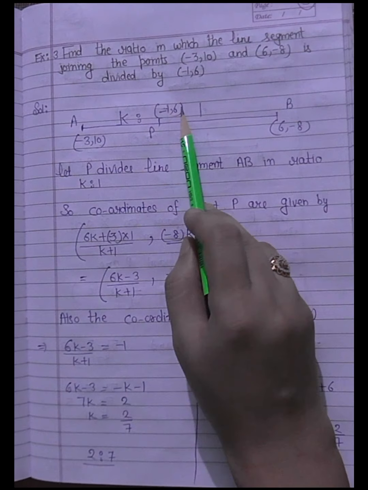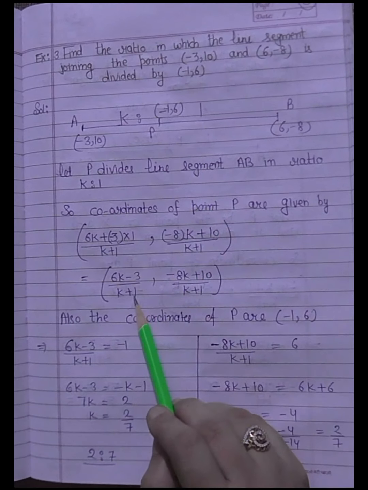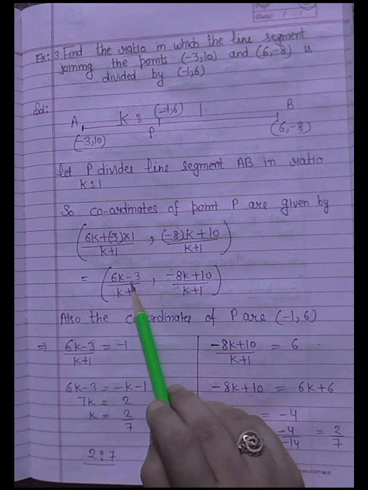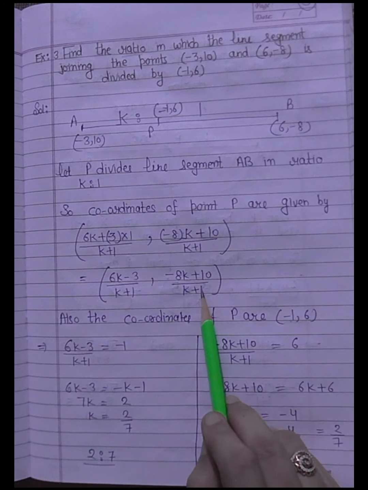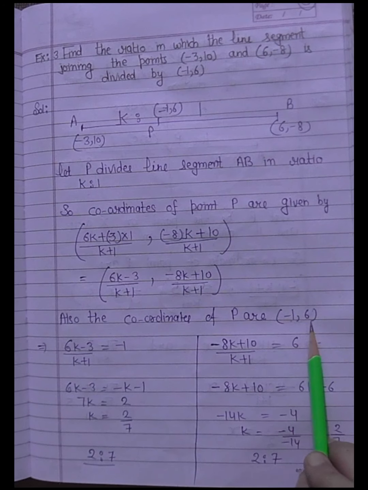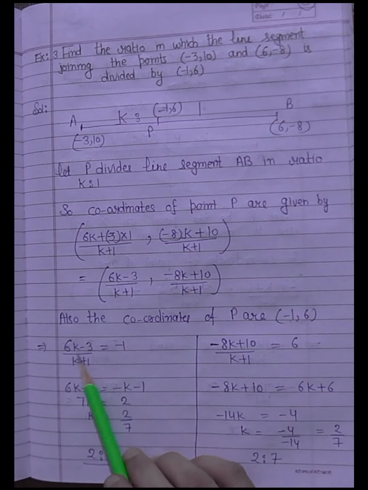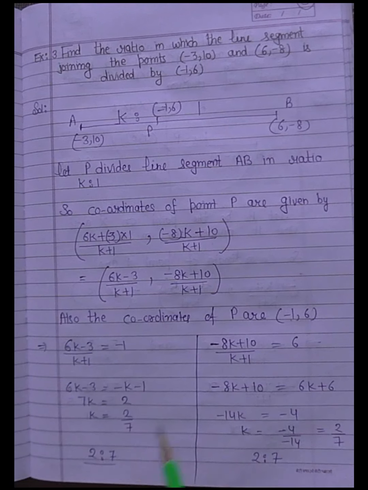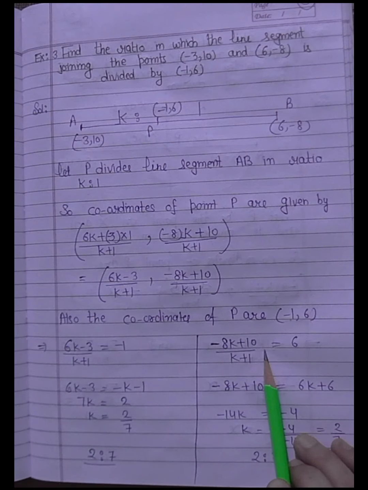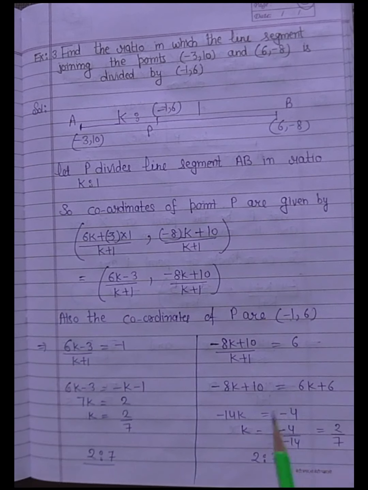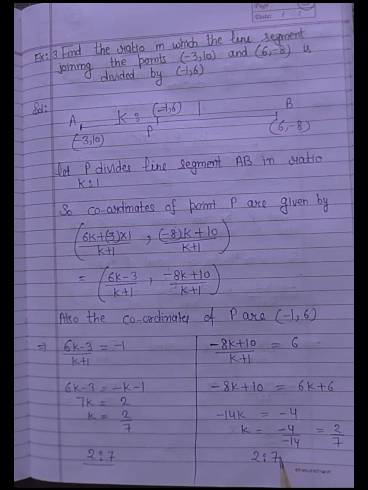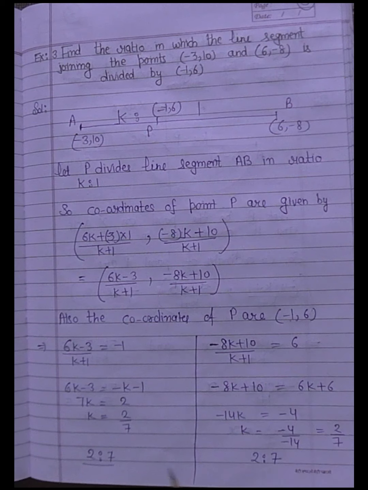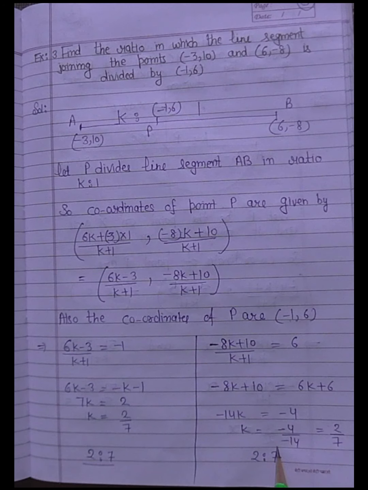But the coordinates of P are already given. It means the first coordinate is equal to -1 and the second coordinate is equal to 6. So we can compare them, and by solving this we are getting 2:7. Same if we solve the second part, that is also giving the value of K. It is also coming 2:7. Actually from both, the answer will be the same, because the ratio is 1 only, not 2.